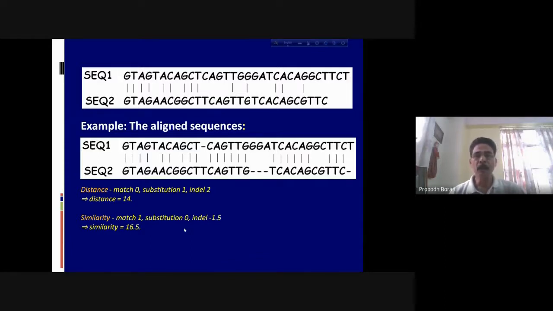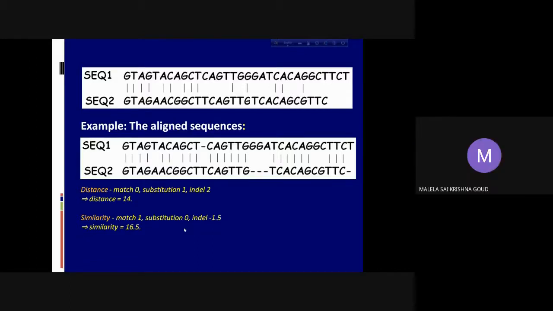I think at this point of time, at least you could understand how bioinformatics tools can help in measuring distance or similarity between sequences, so that we can find out the relationship between sequences, and for that matter, relationship between species of organisms. Is it clear to you? Yes, sir. Yes, sir.